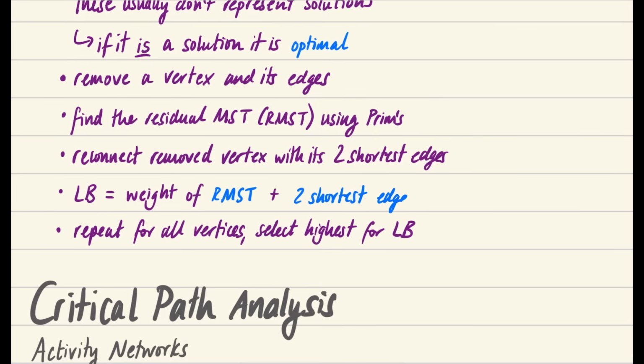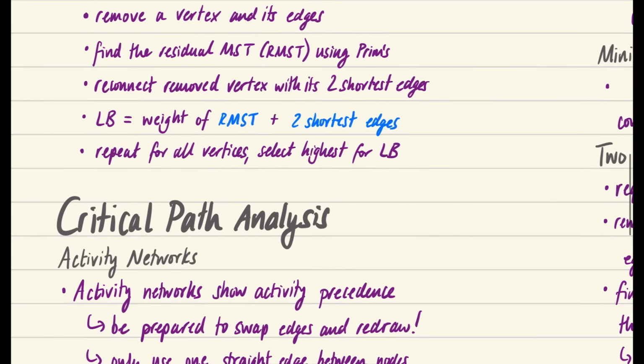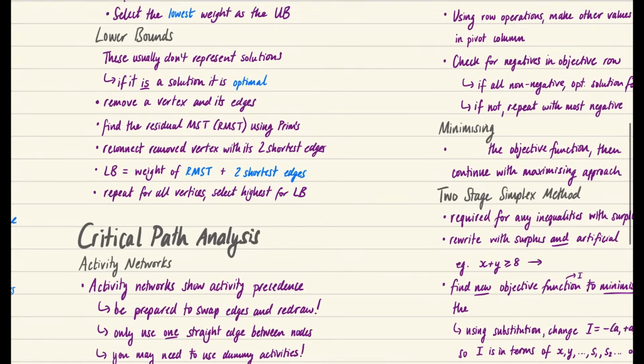Again, this is all going to feel very abstract unless you're doing this alongside a bit of practice. This is totally different to the other documents I've done on everything to memorize. This one really needs to be done with some practice. What you do is you repeat this process of removing one of the vertices at a time, and out of all of these different lower bounds you will select the highest one for the lower bound, so that we're trying to sandwich our solution in between the upper bound and the lower bound.